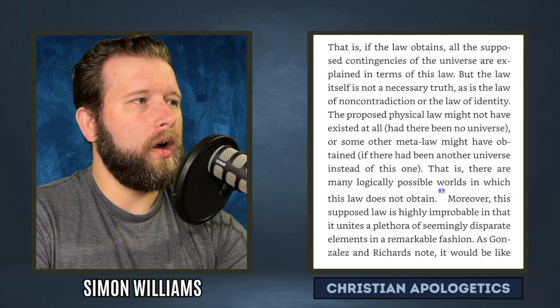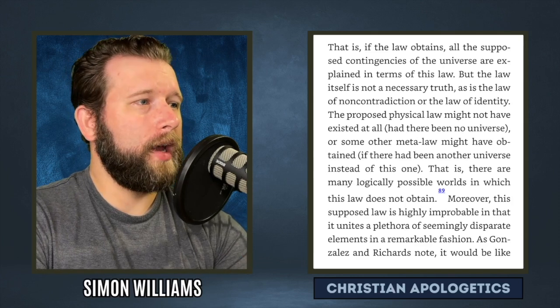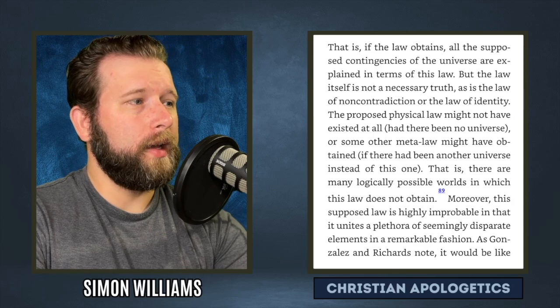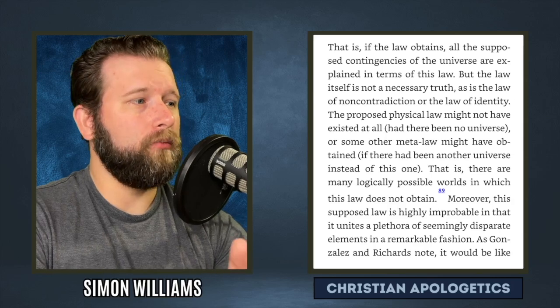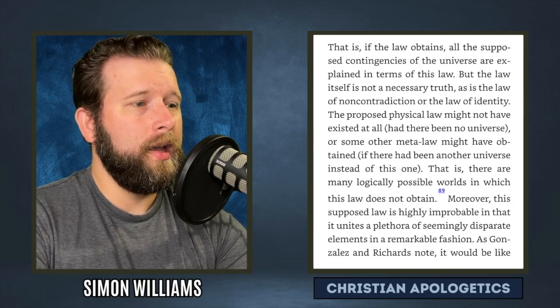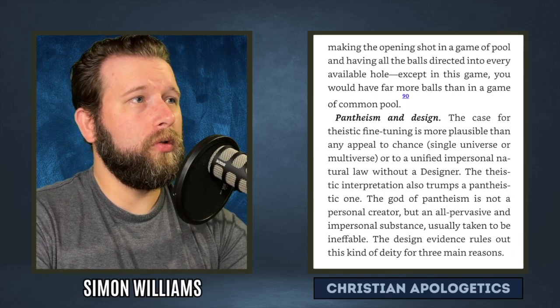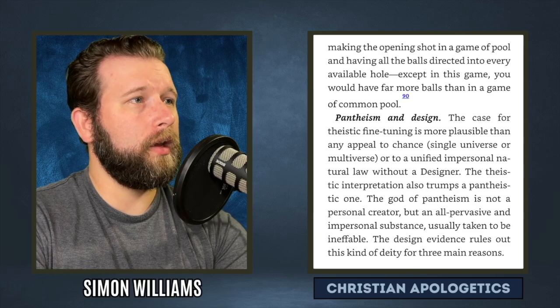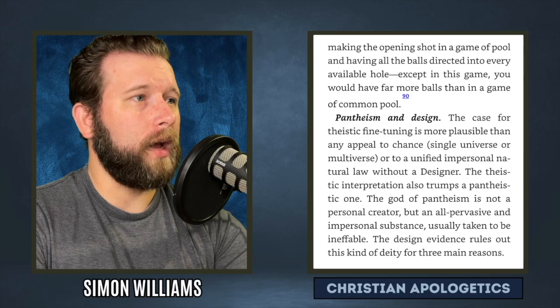The proposed physical law might not have existed at all had there been no universe, or some other meta-law might have obtained if there had been another universe instead of this one. That is, there are many logically possible worlds in which this law does not obtain. Moreover, this supposed law is highly improbable in that it unites a plethora of seemingly disparate elements in a remarkable fashion. As Gonzalez and Richards note, it would be like making the opening shot of a game of pool and having all the balls directed into every available hole. Except in this game, you would have far more balls than a game of common pool.